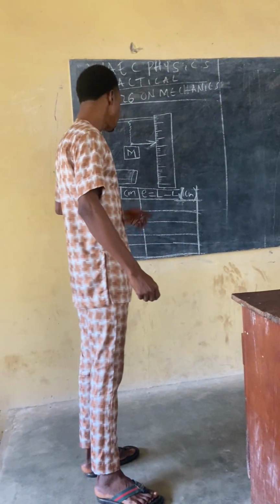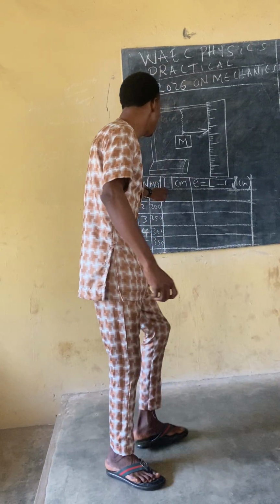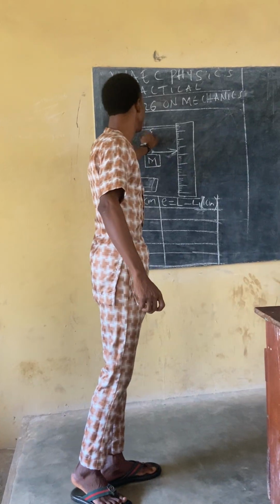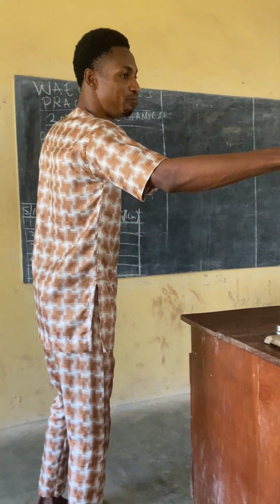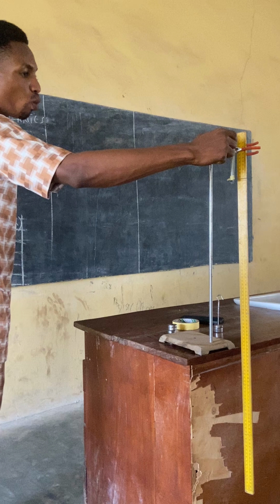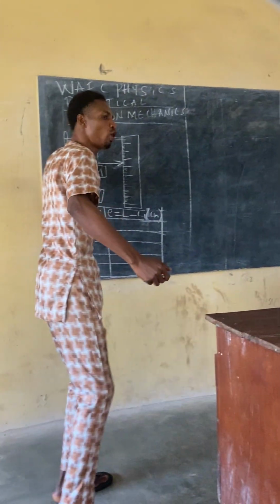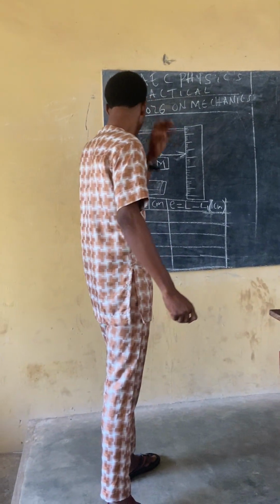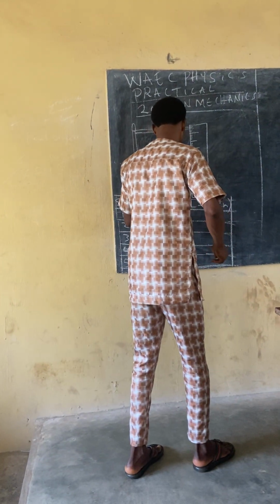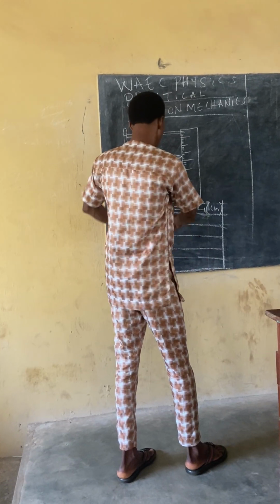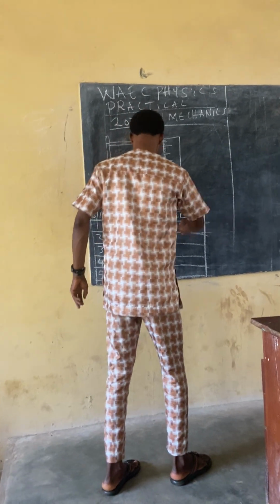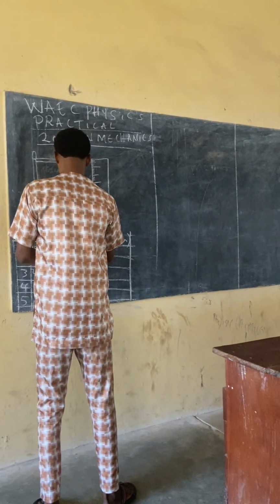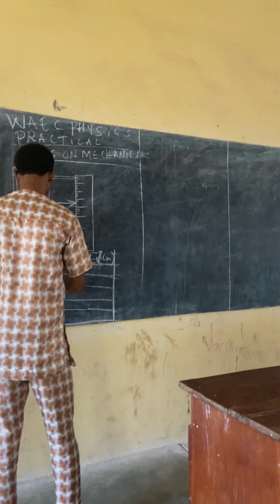Now from the diagram, we need the value of this length. How can we get it? It is when the spiral spring is placed on this retort stand and no load or mass has been hung on it. That is what we need. To get the extension, e equals L minus L1. Let me take this one to be our L1.